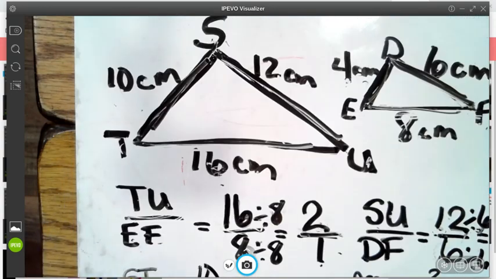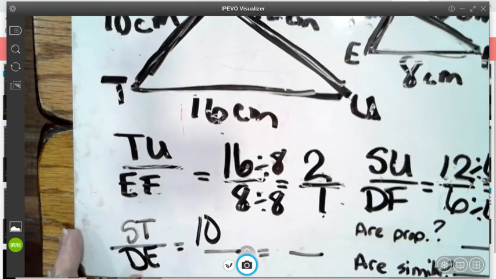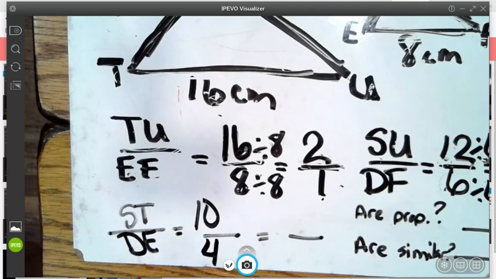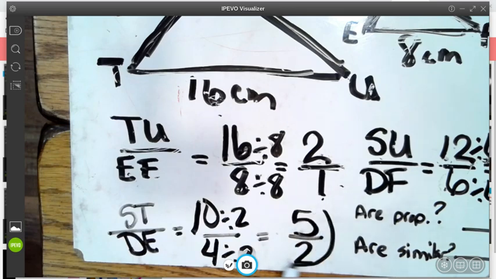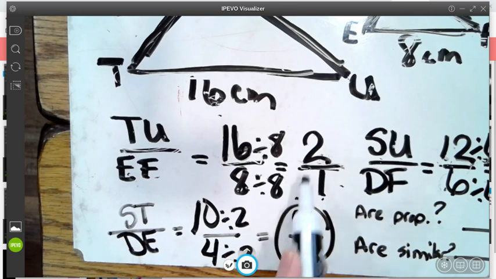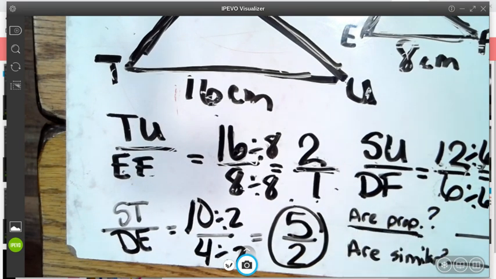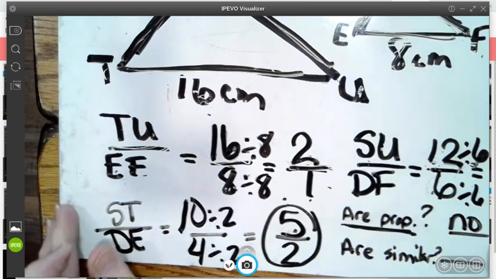ST measures 10. And DE measures 4. So I'm going to move this back here. This is 10 over 4. And to simplify this fraction, 10 and 4 are both divisible by 2. And I end up in a simplified ratio of 5 over 2. Wait a minute. This one is not 2 over 1. So are these sides proportional? No. They're not the same fraction when we simplify. They're not the same ratio.